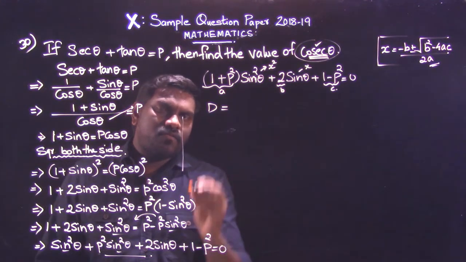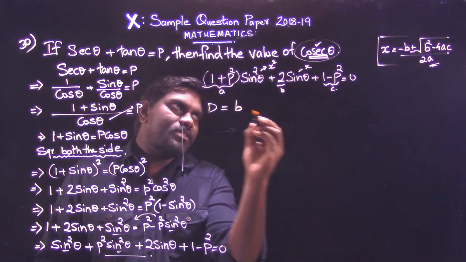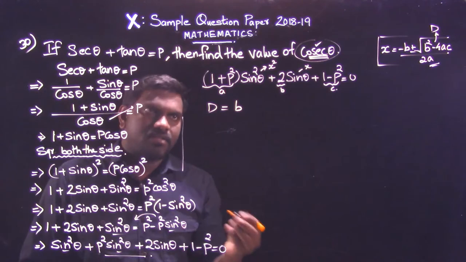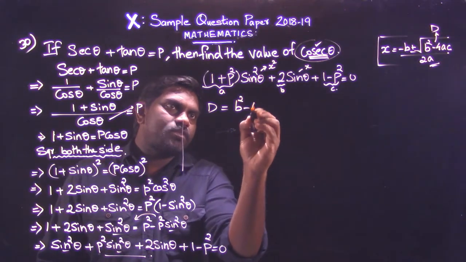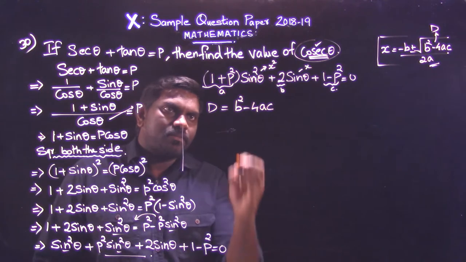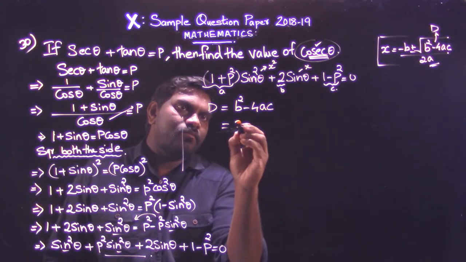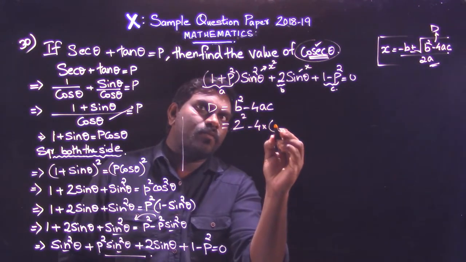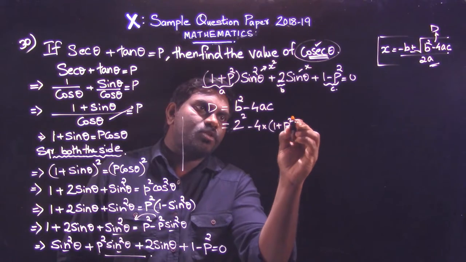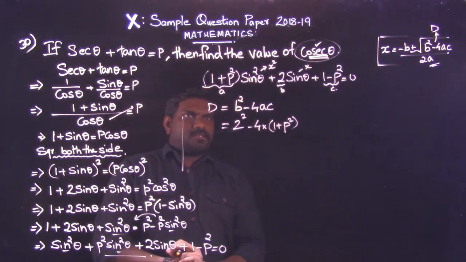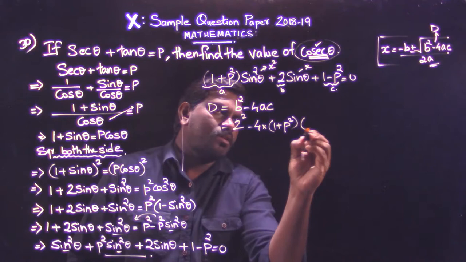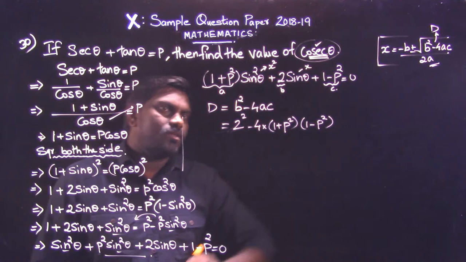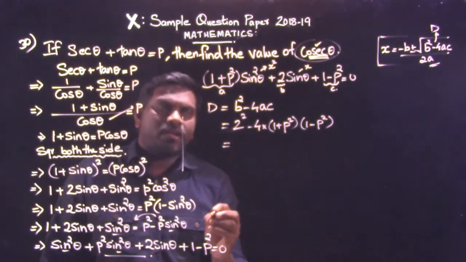Fine. So if I find D, D is nothing but what is inside this one. So the discriminant is b² − 4ac. That is equal to, what is b² here, which is 2², minus 4 into a, which is nothing but the first value, 1 + p². Clear? 1 + p², yes. And the last one is 1 − p², which is your c. Cool.